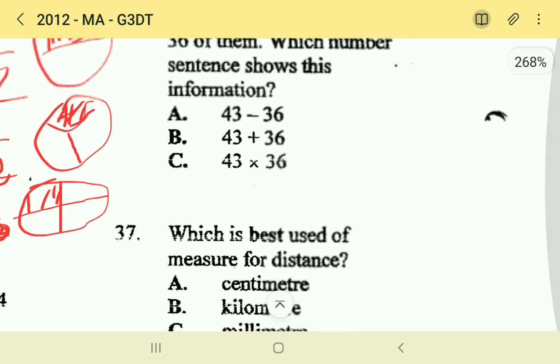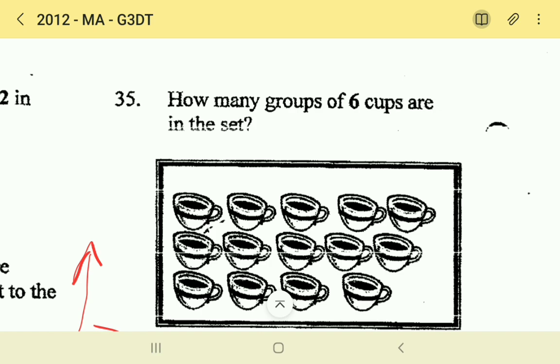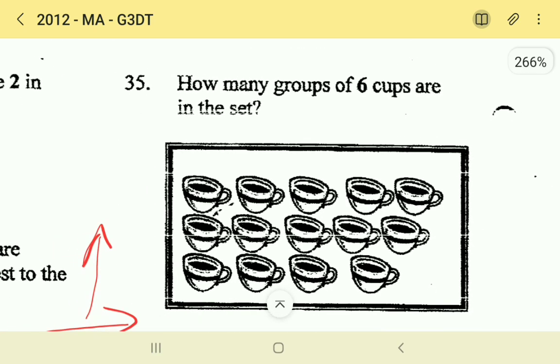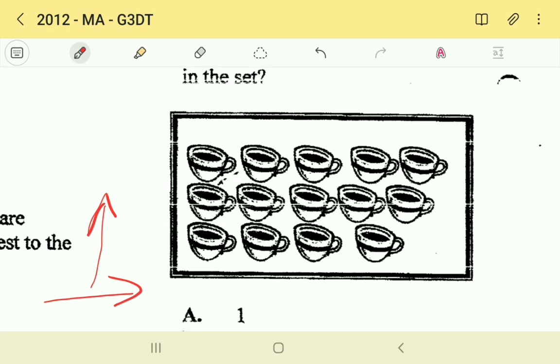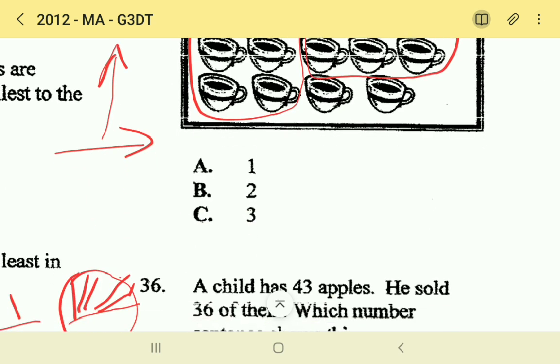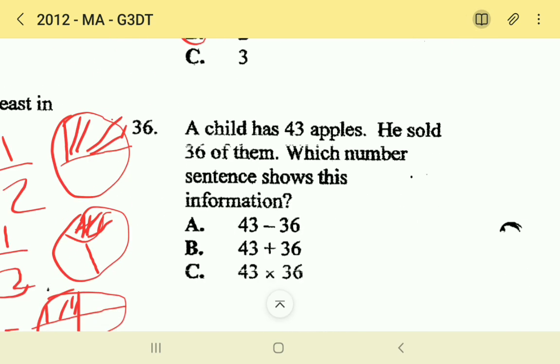Good job, Regine. Alright, moving on to 35. How many groups of 6 cups are in the set? So how many groups of 6 cups can you get? For those who know their tables, you could do the whole thing on the side, but it's easy to just put it into groups of 6. That's one group. This is another group. So we have 2 groups of 6. Alright, 2 is at B. Good job. Moving on. 36.